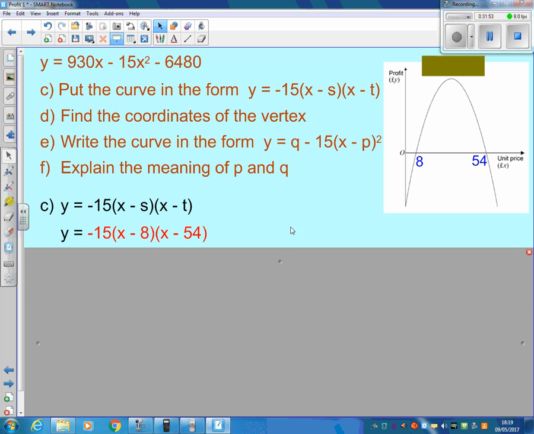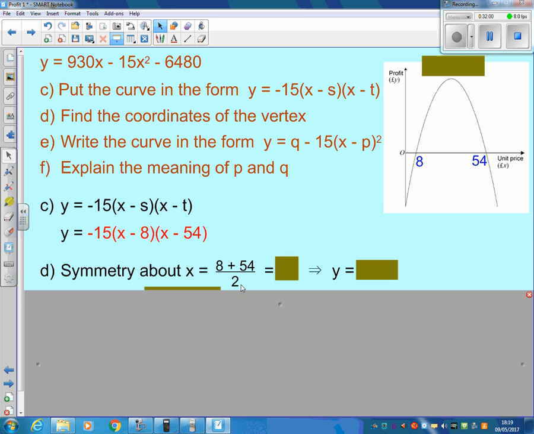Now, find the coordinates of the vertex. Well, we've done this before. Find it using symmetry. Find the mid-value of 8 and 54. 8 add 54 is 62, divide by 2 is 31. Put x equals 31 into this equation. It doesn't matter which equation you type it into. So you type in the equation, do calc 31, you will get 7935. So that's told us that the vertex is 31, 7935.